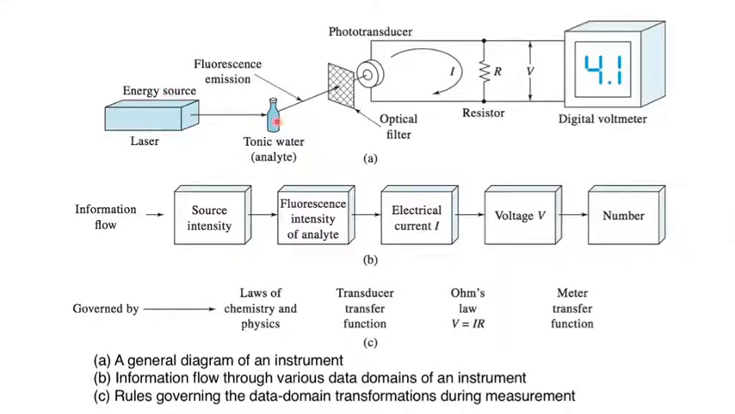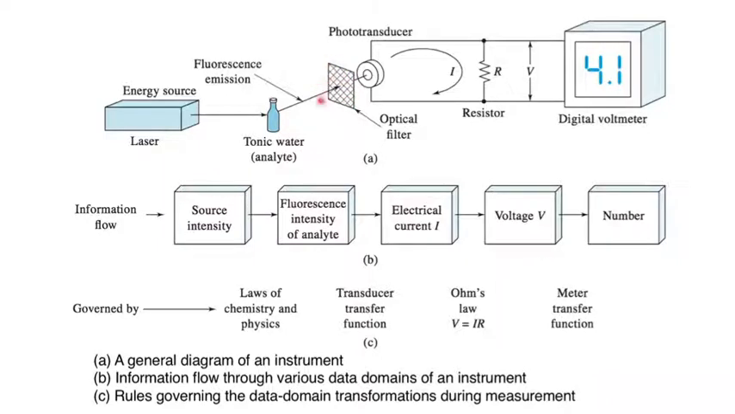Then we're passing that through our sample of interest, which is this tonic water. Tonic water contains a quinone, which whenever you shine a laser through it, will turn the whole thing a purpley blue color because of the absorption of the light by that quinone. So you can find out how much quinone is in the tonic water. That's what gives it the bitter taste. Then the fluorescence emission is being measured here.